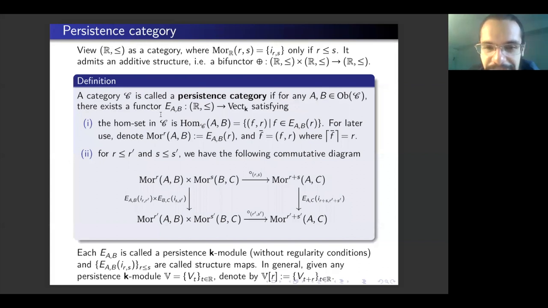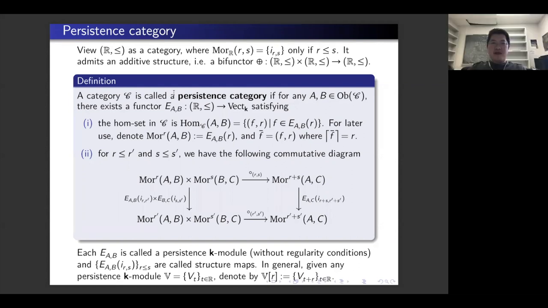What's the difference between telling that the hom set admits a filtration and just putting a filtration on the hom set? Yeah, the filtration comes from the way that I defined it, parameterized by R, and this filtration is given by this R. No, but you also have persistence morphisms. Yeah, because it's a functor, right? E_AB is a functor, from smaller R to bigger R.